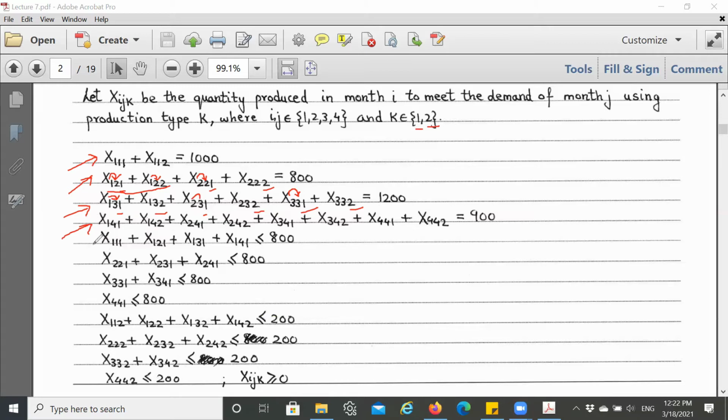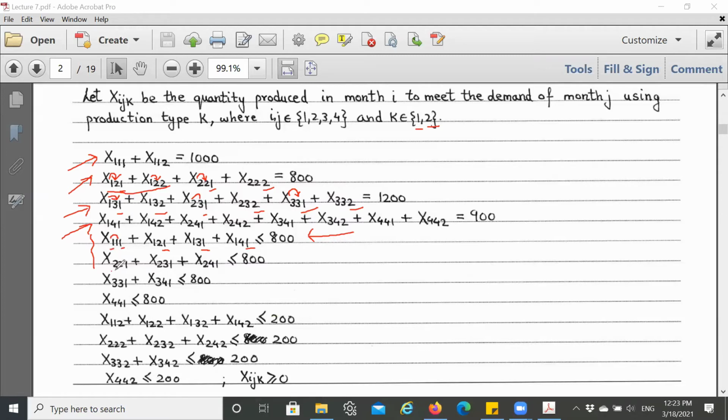And what you do is, okay, so now the XI and YI change to this. So now the amount that I produce in month 1 for month 1, or I can say the amount that I produce using regular production type, should always be less than or equal to 800 per month, right? So the amount I produce in month 1 for month 1, month 1 for month 2, month 1 for month 3, and month 1 for month 4 using regular type should always be less than or equal to 800. This is the production of month 1. Okay, keep that in mind.